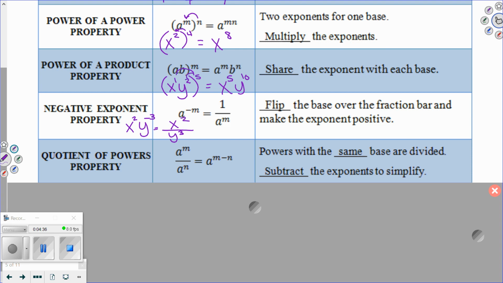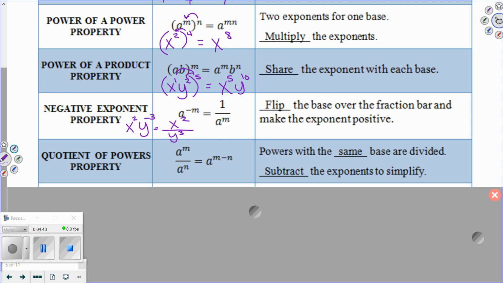All right, quotient of powers property. Up here, when it was being multiplied, you added. So down here, when it's a division problem, a fraction bar just means divide, then you subtract them. If I had x to the 7th over x to the 4th, since it's division, the matching x's would become x to the 7 minus 4, which is 3. So we just subtract top minus bottom, and it's always the top one minus the bottom one.